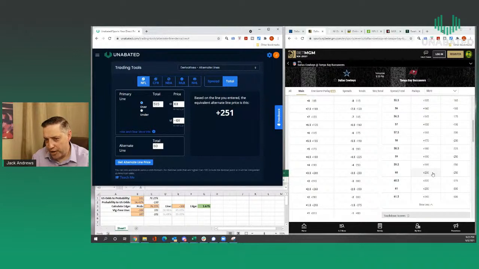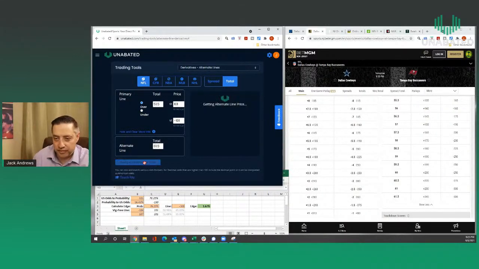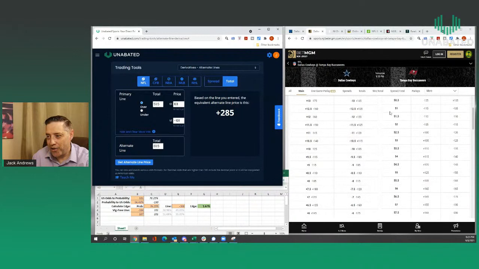So yeah, not a play there. However, minus 251 on the under, they're dealing minus 250. So, you know, that could be something. Let's see what 61.5 holds. 285. So that actually is properly priced there in terms of the 300 on the other side of it on the under. So not a whole lot going on right there.